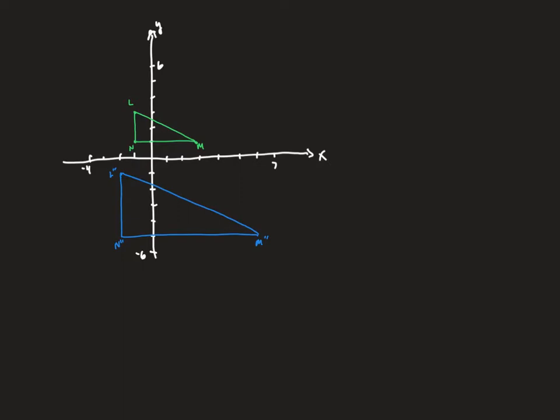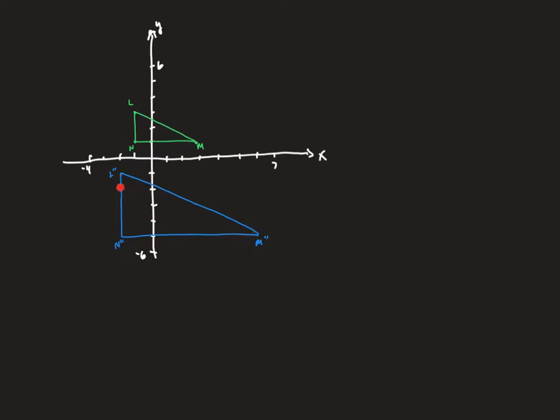So if I were to look at it and I could say, hey, it appears that the length of NM is going to be 1, 2, 3, 4. The length of NM is 4. The length of NM double prime is going to be 1, 2, 3, 4, 5, 6, 7, 8. So that is times 2.